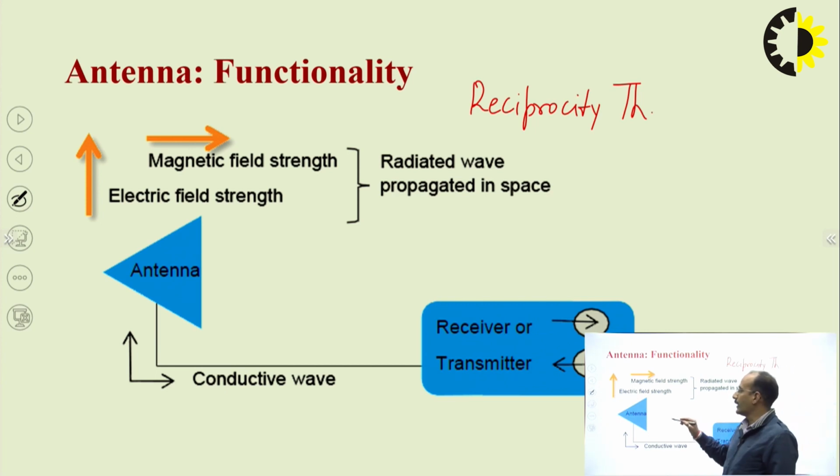When you talk about electromagnetic waves, there are two fields, the magnetic field and the electric field. They are perpendicular to each other, and the propagation of the wave is perpendicular to both of these fields. If you follow the right hand rule, if this is the direction of the magnetic field and this is the direction of the electric field, then the propagation direction is in this direction. So you can understand how the antenna functions.